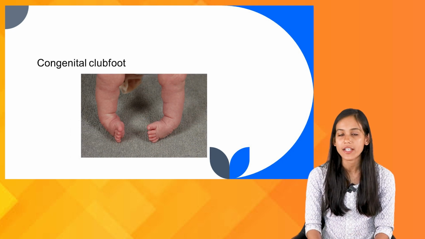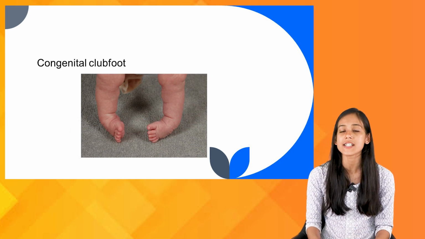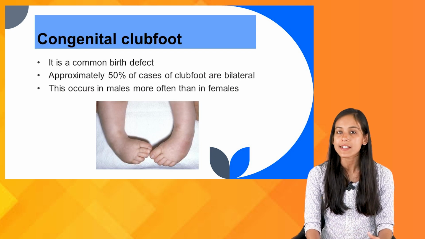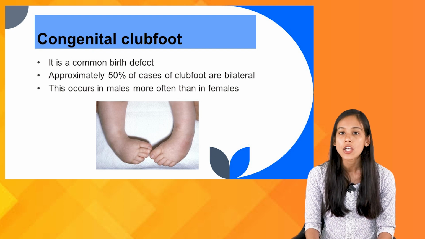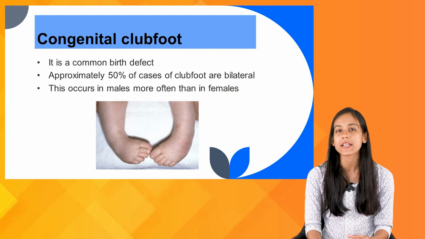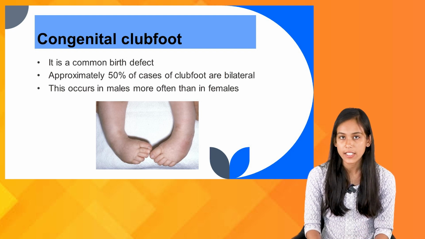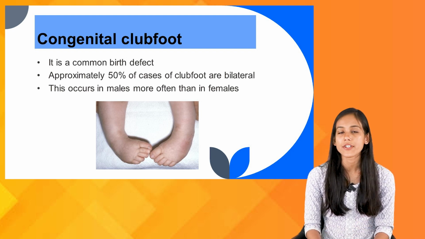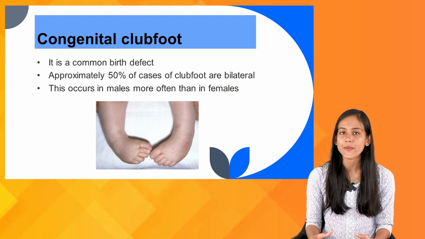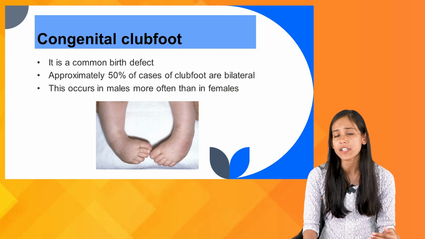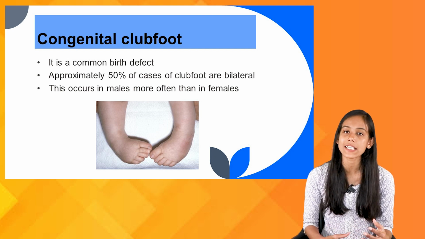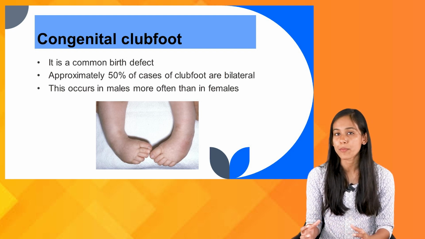And then the third one is congenital clubfoot. This is the most common type of clubfoot, and as the name says, this is congenital, so it will be present at birth. In today's discussion, we would basically focus on congenital clubfoot. Congenital clubfoot is a very common birth defect, and if we see the incidence, in 1 in every 1,000 live births, congenital clubfoot occurs. So you can understand how high the prevalence is.